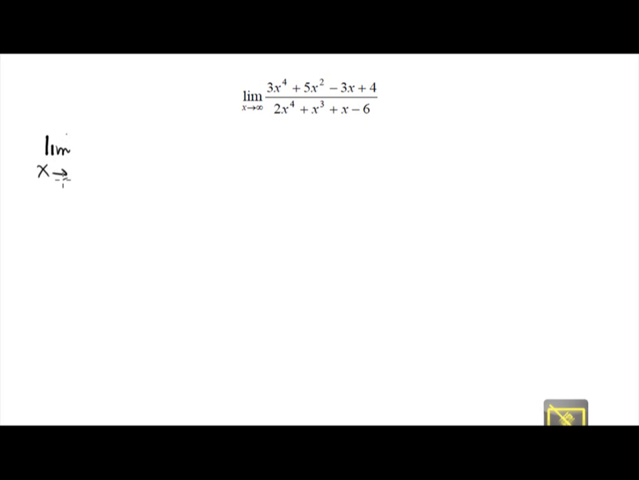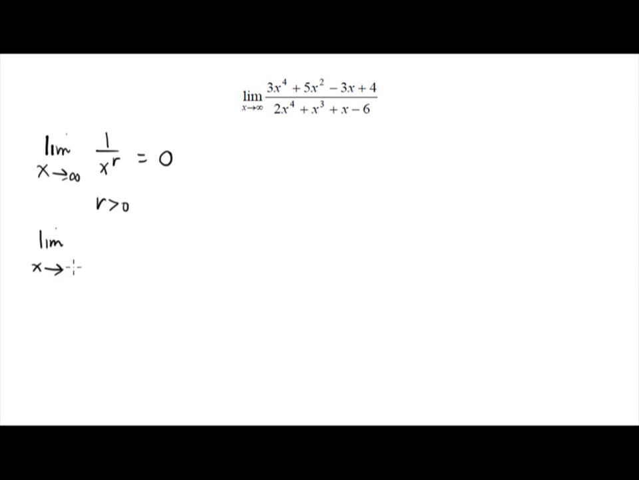Now, to get the value of this limit, you have to take note of the very concept that the limit as x approaches infinity of 1 over x to any r, where r is a positive number, is always equal to 0. At the same time, there is a rule in limits.